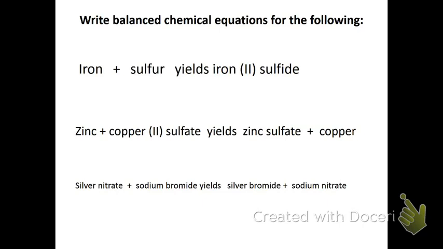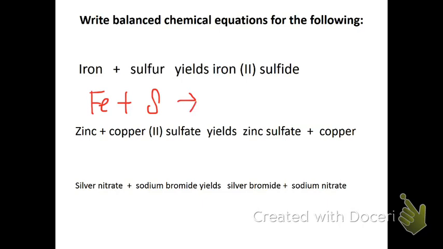Especially if you don't know how to write your formulas, okay? So I have iron plus sulfur yields iron 2 sulfide. So how do I write iron when it's by itself? Just Fe. How do I write sulfur when it's just by itself? S.